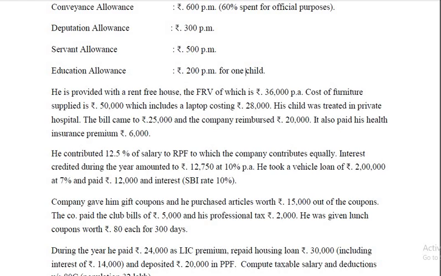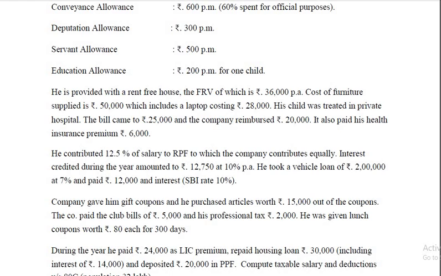His child was treated in private hospital. The bill came rupees 25,000 and the company reimbursed 20,000. So earlier, if the treatment is in a private hospital, exemption will be up to 15,000 of the amount reimbursed by the employer. But here now, in the recent amendment, no exemption regarding reimbursement. Entire 20,000 is taxable.